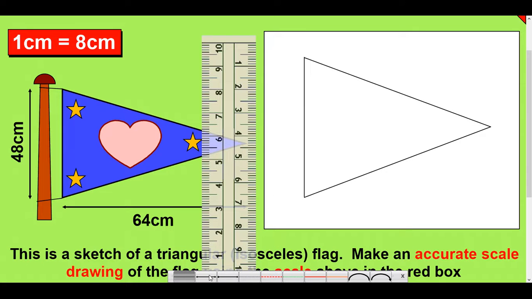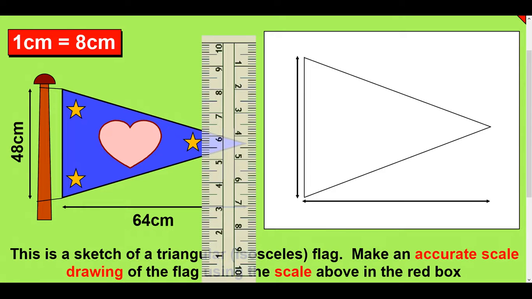Okay, now what you could do, I suppose, is put your measurements in, like that. And you could say, okay, what was that? That was 8 centimetres. And that was 6 centimetres. And the scale was 1 centimetre equals 8 centimetres. And then again, I guess you could add some details into the flag. You could draw the wee post at the side, you could put the wee bits of string to it, you could put the heart and the stars and just make it look a bit better.